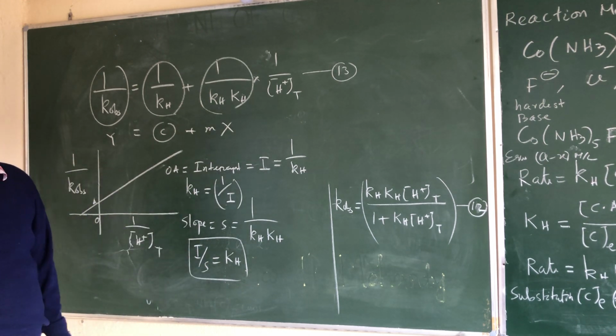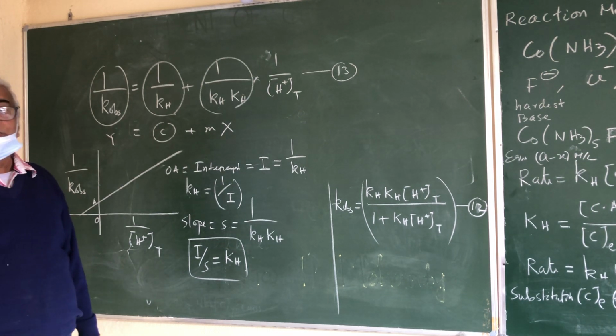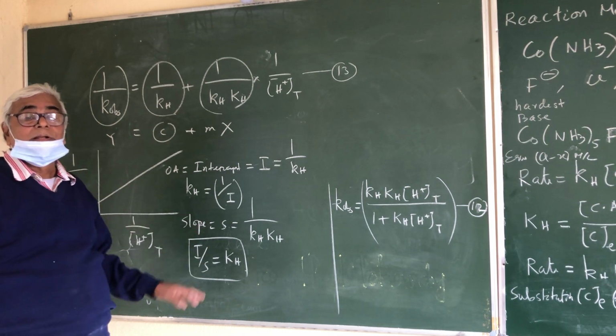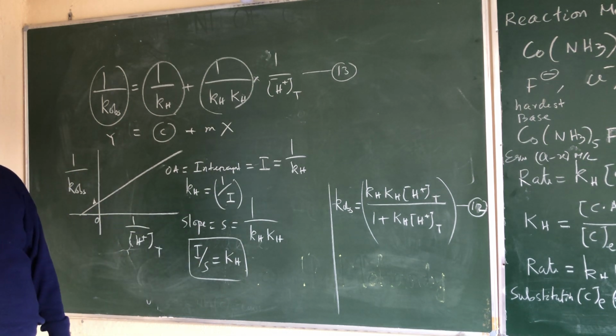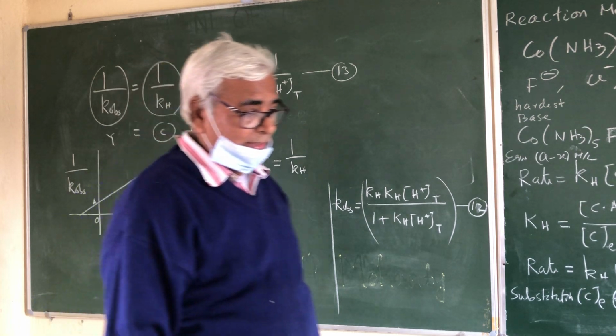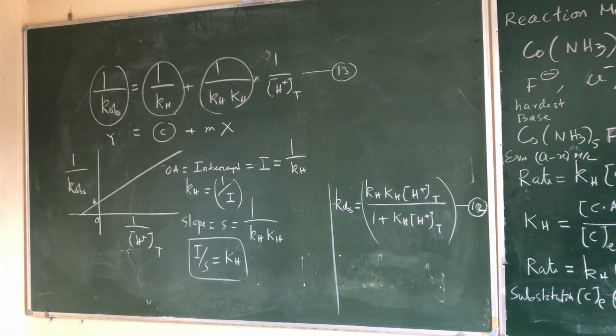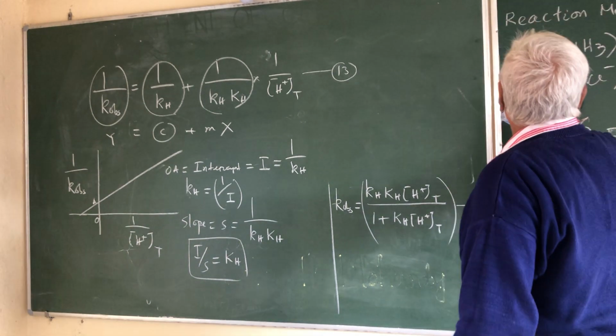So if you carry out the reaction at more than 4 temperatures, or a minimum of 4 temperatures, we can calculate the activation parameters and the standard enthalpy and entropy changes. We can calculate them using the Eyring equation.